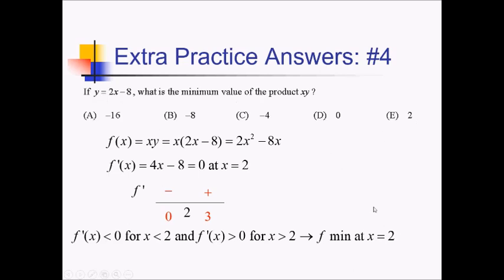So you actually need to plug 2 back into this f function that we wrote over here. So that's going to be, probably the easiest one is just to do this squared one. So 2 times 2 squared minus 8 times 2. That's going to be 8 minus 16, which is negative 8, giving us answer choice B.